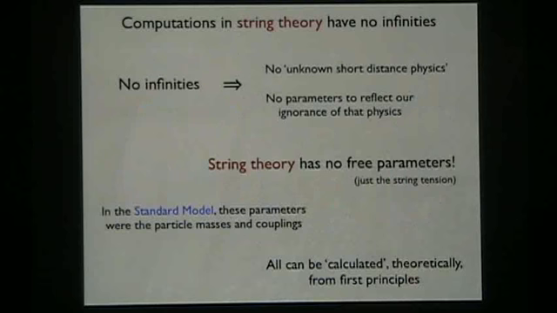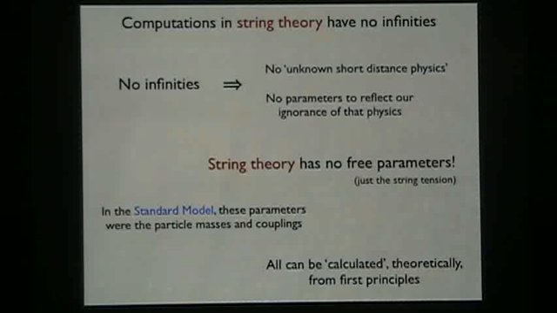I mentioned at the end last time that computations in string theory have no infinities. They don't have the infinities of the Standard Model. And that means something important. That means there's no unknown short-distance physics that we have to parameterize. We don't have to introduce any parameters to reflect ignorance of short-distance physics, because string theory just makes sense at all energy scales. We just do computations and we get answers. There are no free parameters. It's basically just this thing, the string tension.